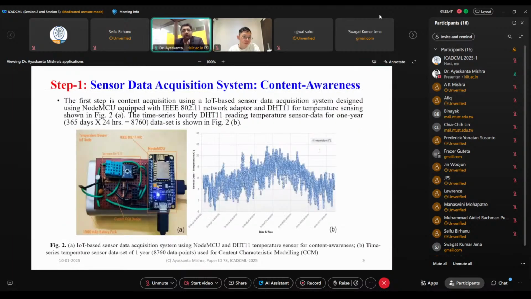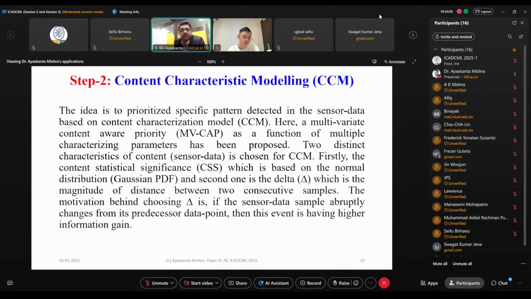So this slide shows the first step, that is the sensor data acquisition. Here we have taken the embedded system, that is the Node MCU, which is ESP32, and we have custom made this board with the sensor integrated to it. And the right side of the picture, figure number 2B, is showing the time series temperature sensor data.